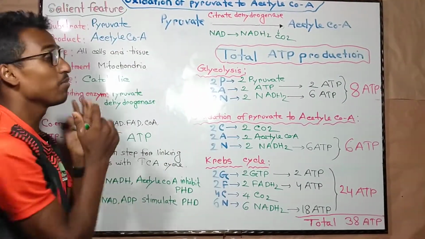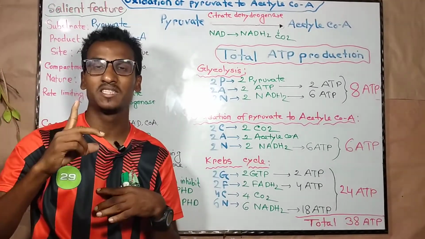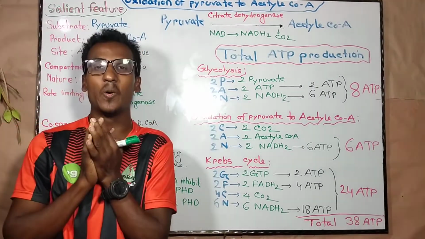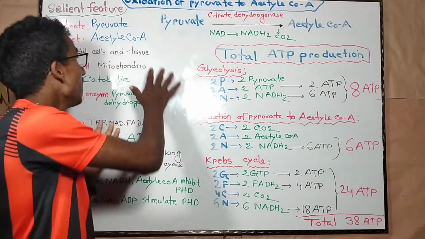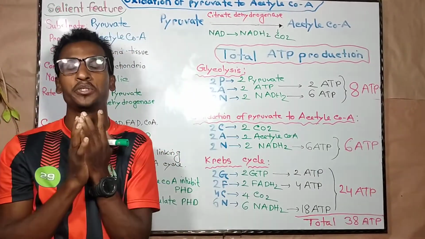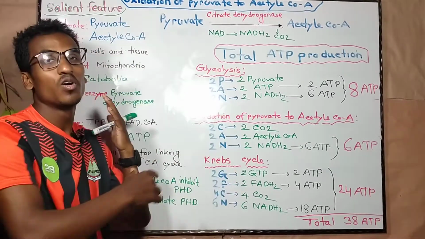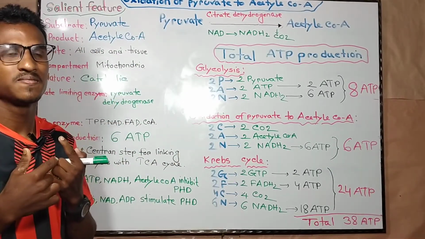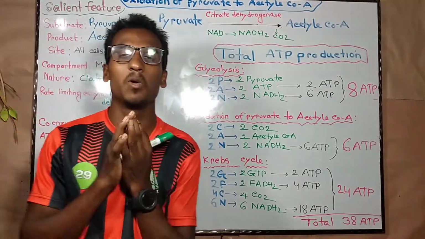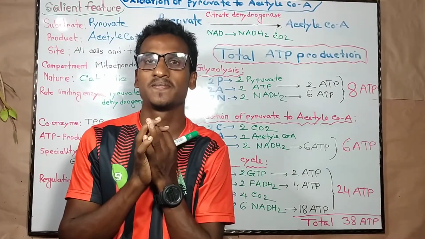Here the substrate is pyruvate, which comes from glycolysis, the previous process. The product is acetyl CoA. The site of this process is all cells and tissues, and the compartment is the mitochondria. The nature of this process is catabolic, which means it also mobilizes the body's energy.